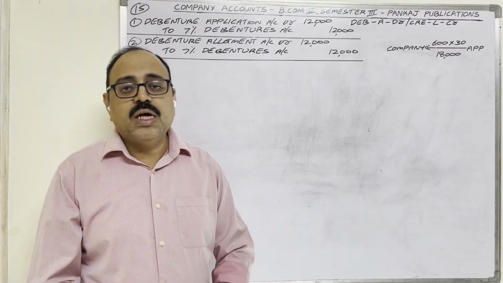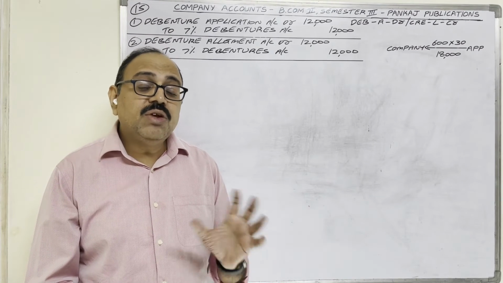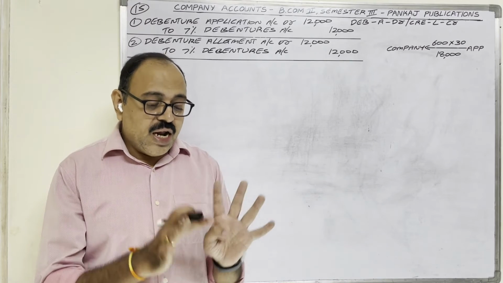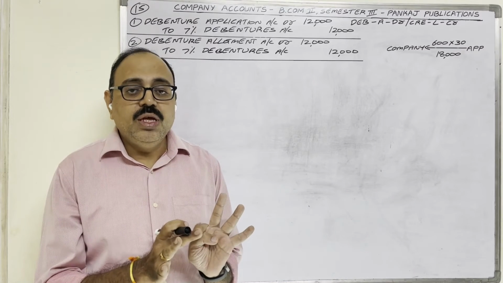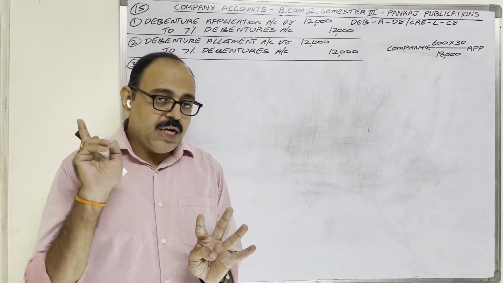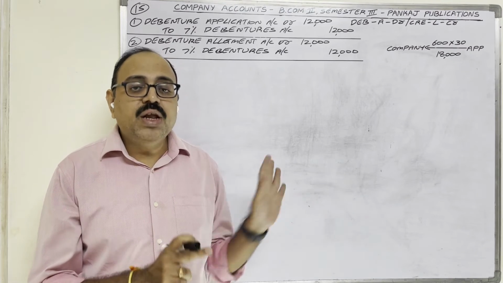Allotment related entries are completed. Now come to debenture first call related entries. Transfer entry, money received entry. Money received entry in cash book we wrote. Transfer entry we will write here.